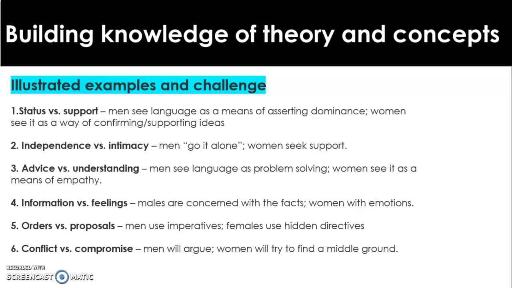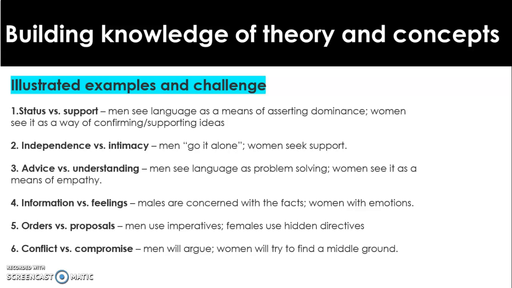But what does that actually look like in language? So men see language as a means of asserting dominance. For example, when a man says, what can a man say then that's going to assert his dominance? What's a woman going to say as a way of supporting or confirming somebody else's ideas? So this is where we get creative. We can think about things we've seen on TV. We can think about how language works. We can just make something up.